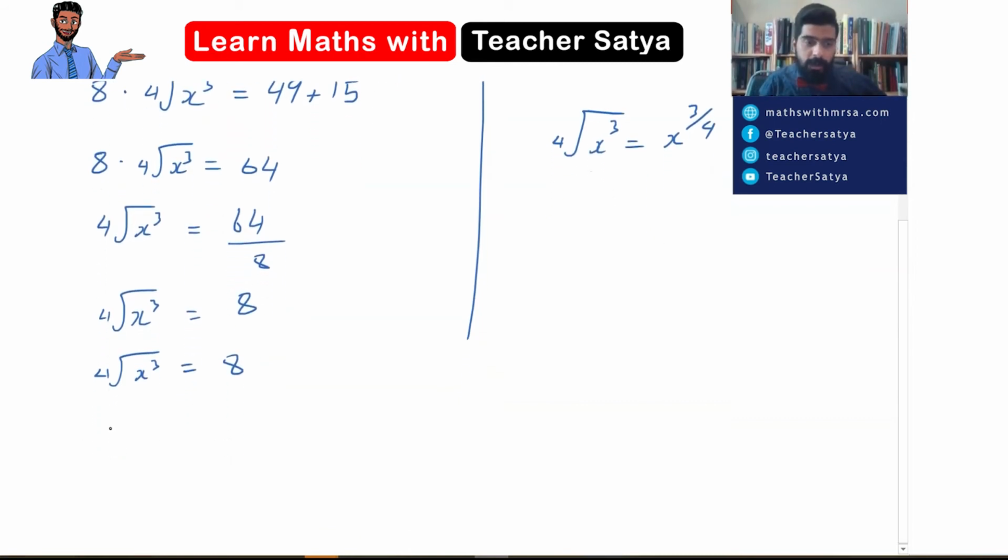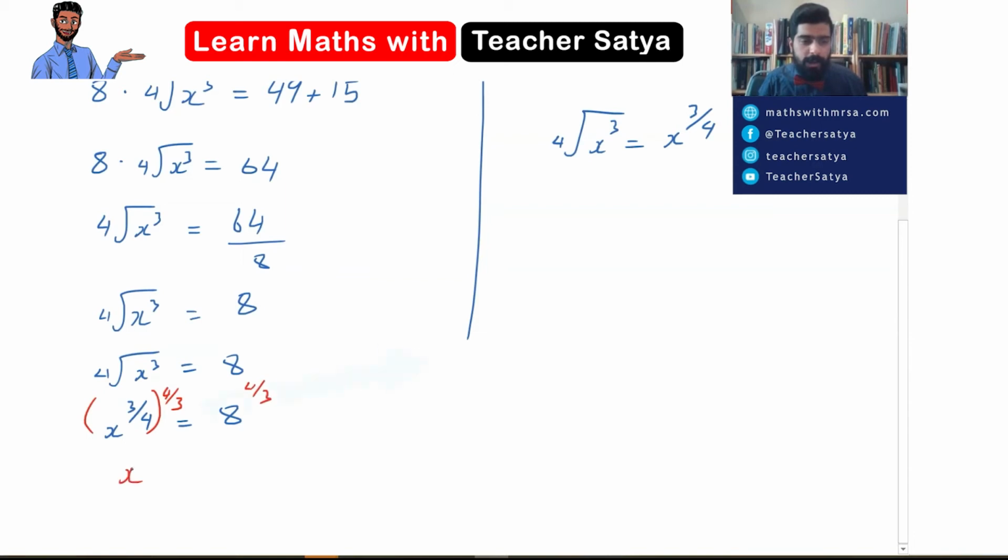So we would have x to the power of 3 over 4 is equal to 8. Now, of course, we are not solving for x to the power of 3 over 4. We are solving for x. So the only thing we can do to get rid of x to the power of 3 over 4 is multiply this exponent by 4 over 3. And since we are doing it to one side, we also have to multiply this by 4 over 3.